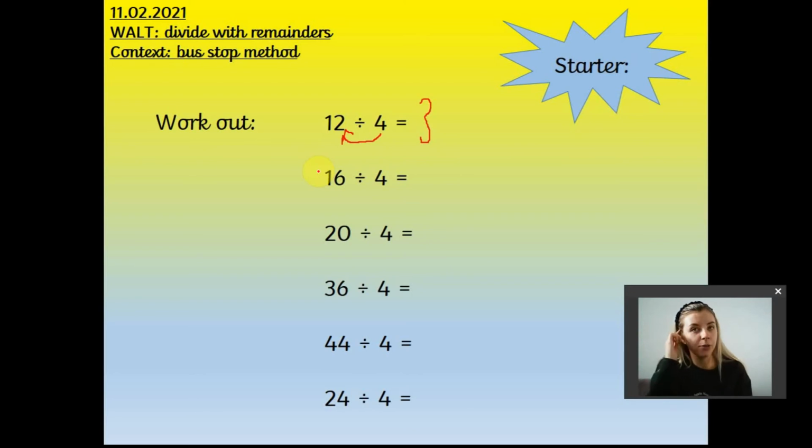Now, with 16 divided by 4, I instantly remember that 4 times 4 is 16. So I know off the top of my head that 16 divided by 4 is probably going to be 4, but let's work it out. 4, 8, 12, 16. Yeah, so the answer is 4.